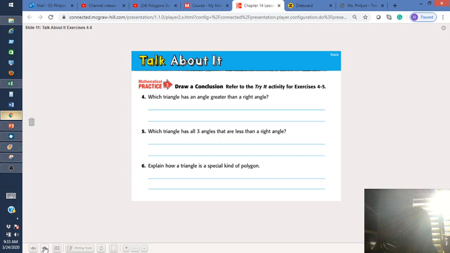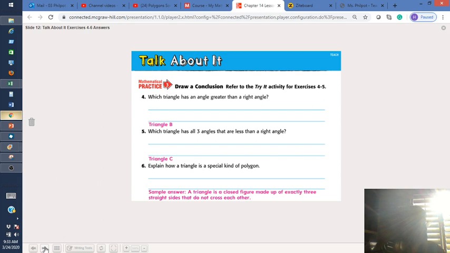All right. Let's draw a conclusion if we look at 4 through 5. Which triangle has a greater angle than a right angle? So go back and look at 4 and 5. Which one has a triangle that's greater than a right angle? So look at those first ones. Which triangle has all three angles that are less than a right angle? Which of them all look smaller? And explain how a triangle is a special kind of polygon. So try answering those questions. Go ahead and pause the video.